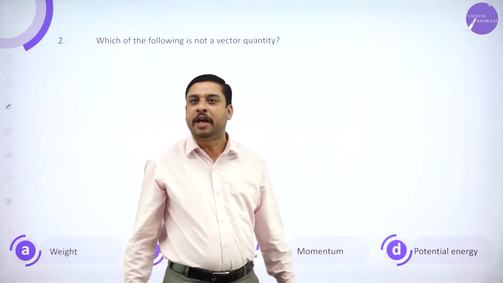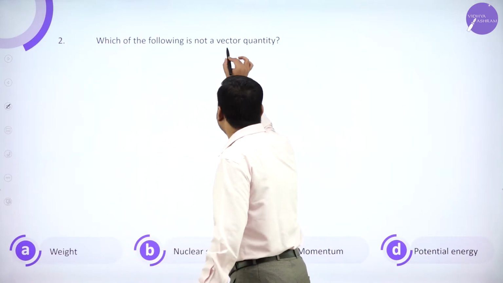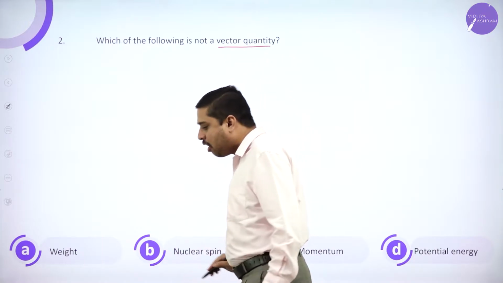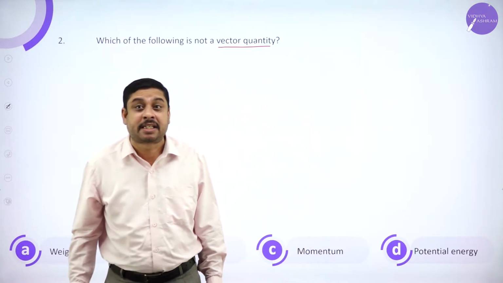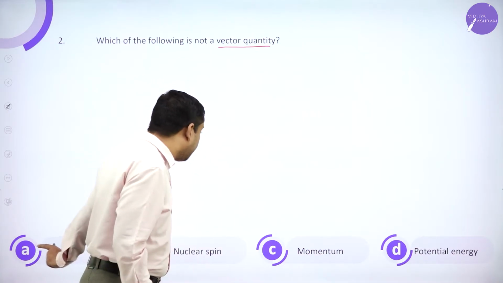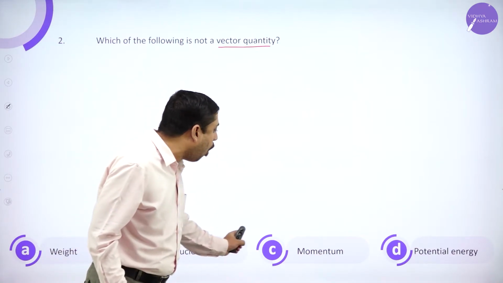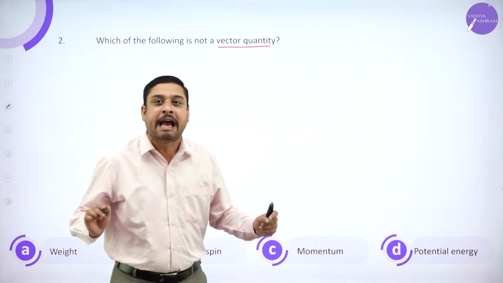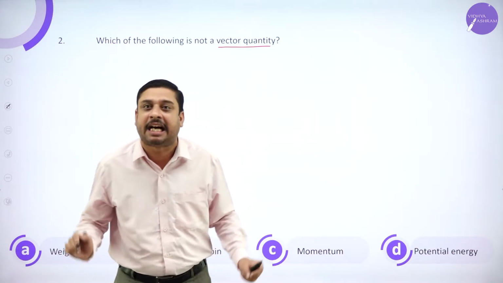Which of the following quantities is not a vector quantity? Of the 4 options given, one is not a vector.